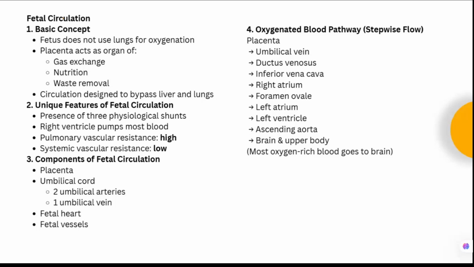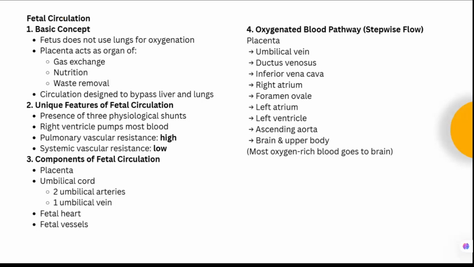What are the components of the fetal circulation? The placenta plays the major role, and the vessels through the umbilical cord. You have two umbilical arteries and one umbilical vein, that is the left umbilical vein. Then you have the fetal heart and the fetal vessels. Okay. Now let's see how this particular flow goes.